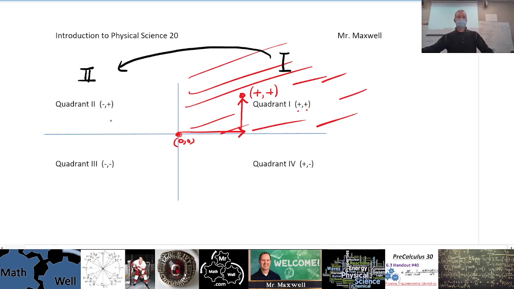Quadrant 2. Guess where quadrant 3 is? Not over here. No. You keep going around the clock backwards, because we're backwards here sometimes in math. This is quadrant 3. Boom.